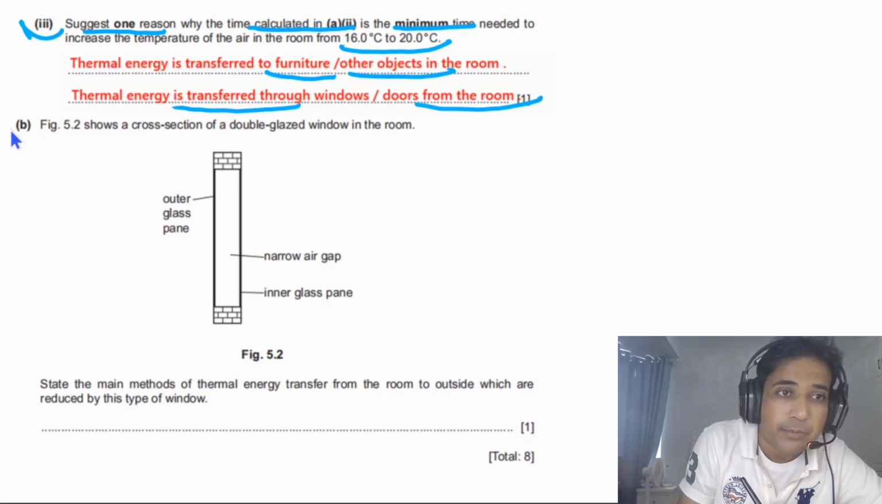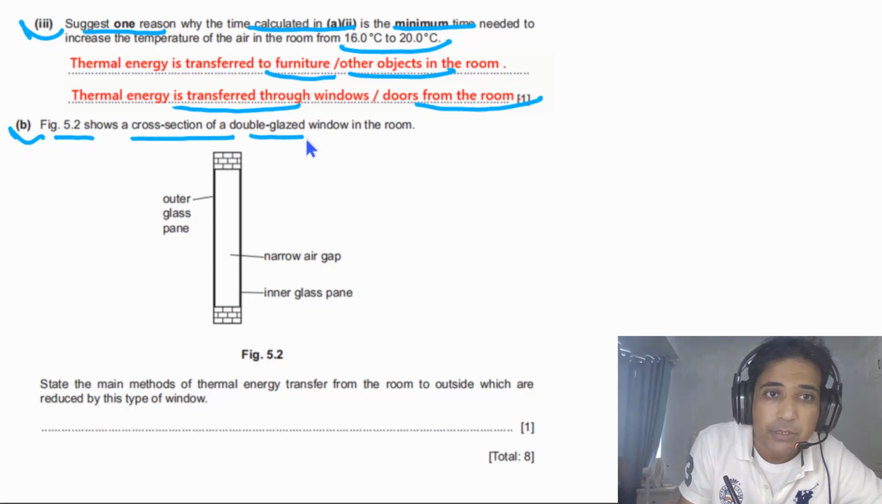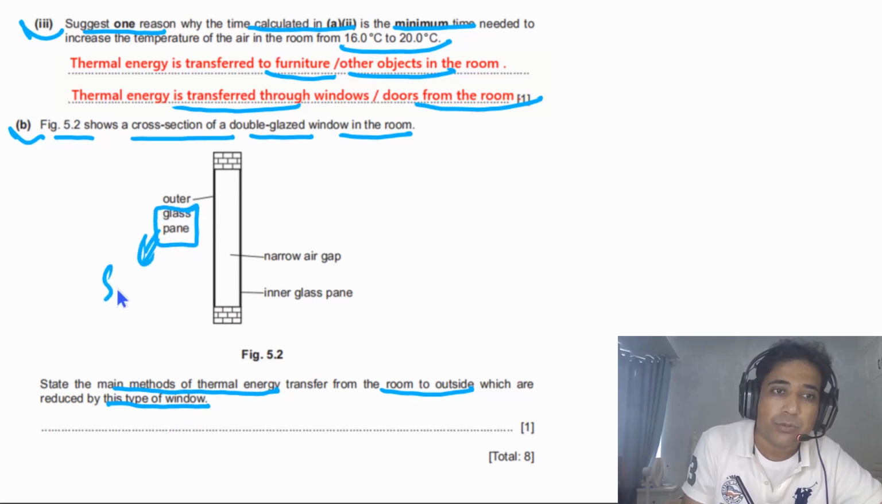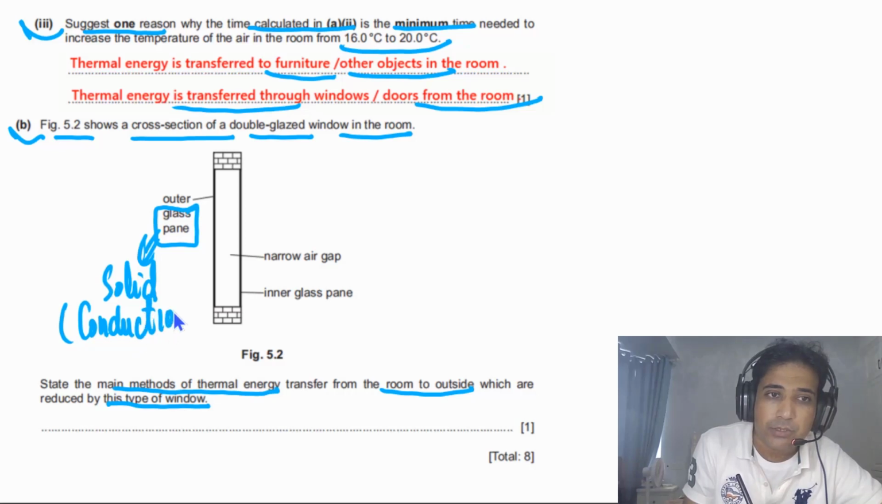If we go to part B, it is given to us, figure 5.2 shows a cross section of a double glazed window in the room. State the main methods of thermal energy transfer from the room to outside which are reduced by this type of window. So in this case, simply if you look, this window has glass, and glass is solid. So thermal energy will be transferred by conduction. So we can say by conduction.